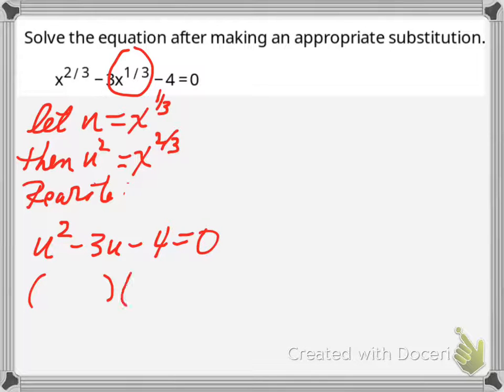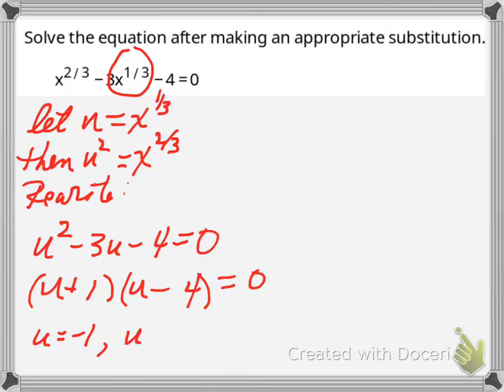or if it factors, we can go ahead and factor it. In this case, you're going to have u, and then you'll have 1 and 4, plus and minus. For the first factor, u would have to equal -1, and for the second factor, u would have to equal 4. In order for the expression on the left side to equal 0, u would have to equal -1 or 4.